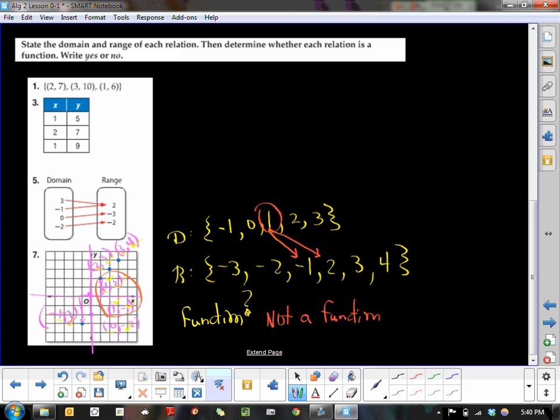Anytime a member of the domain up here is paired with multiple members of the range down below, it cannot be a function. So a function is a special type of relation. You have to make sure that you understand what it's asking whenever they ask you for information about a function.